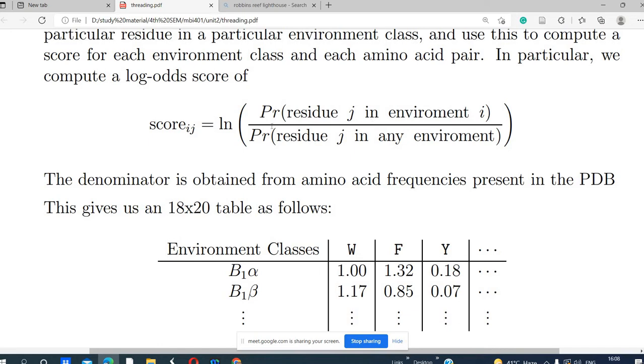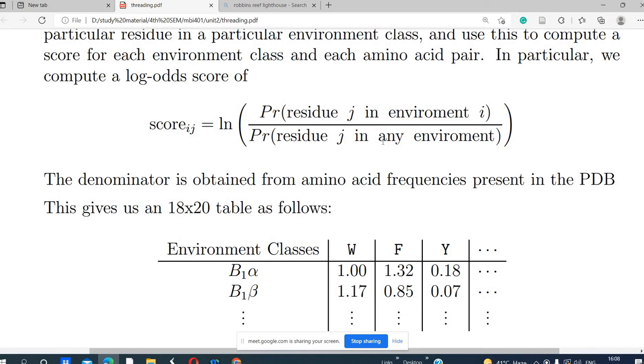Now we will divide this propensity. It means the propensity of residue J in any environment. In any environment, what is the propensity of it appearing? It means how many times it appears in any environment, for example in the salt structure. Like sometimes it appears in the polar environment, sometimes it may also appear in the non-polar, in the buried, or it can appear in any environment too.